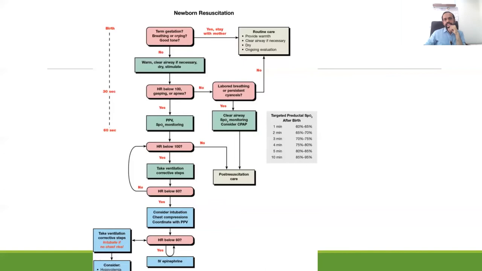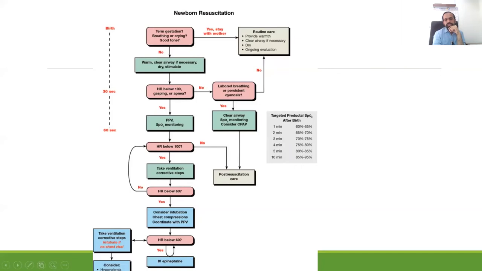By this time, you should connect the SpO2 monitor probe to the right upper limb for getting the preductal saturation. And the best indicator for successful positive pressure ventilation is the improvement in heart rate, followed by the rise in chest movements. So if the baby's heart rate is more than 100 and breathing, but labored breathing is there, you can start delivery room CPAP by using a NeoPuff or T-piece resuscitator.